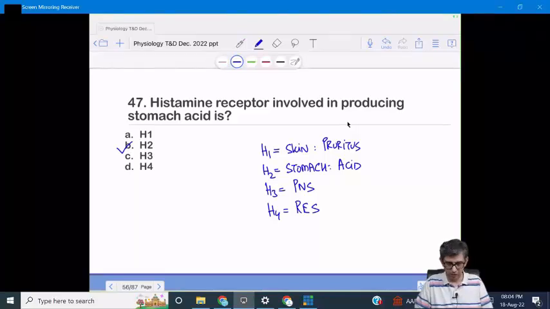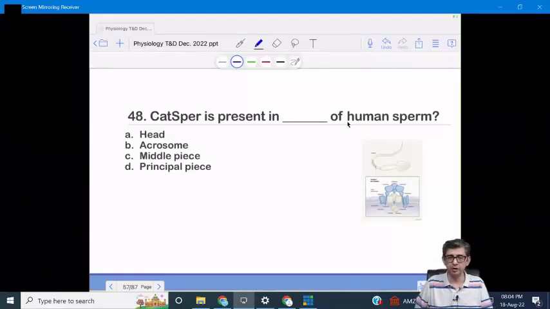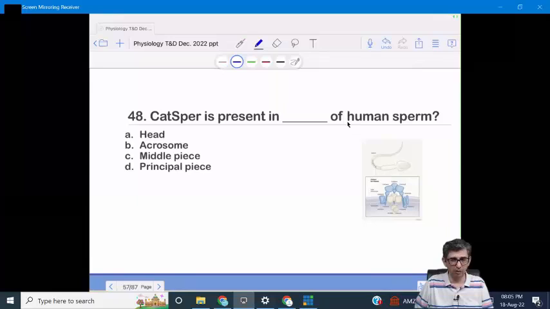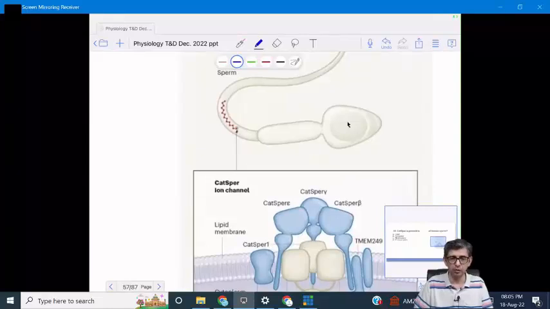Answer to 47 is option number beta. Coming to 48, cat spur would be present in which part of the human sperm? Has to be a fact-based question only. So let me show you the image, which would help you get to the correct answer.